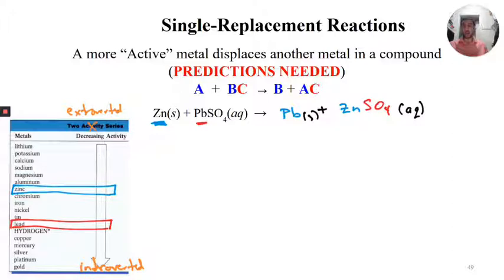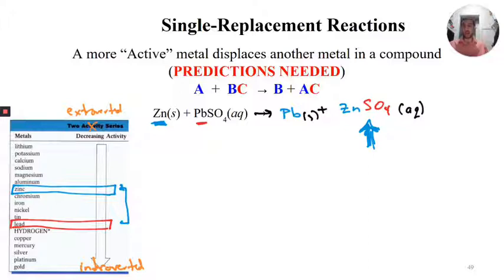So now what we can go through and do is compare our zinc and lead again. Zinc is much more extroverted. It wants to be with compounds. So what I'm going to do is look at my reaction equation and say, where do I see zinc with other things? Right there on the product side. Okay, so just looking at zinc, I would think that this reaction should occur. I should produce products because zinc wants to be with things. But lead may get in the way.